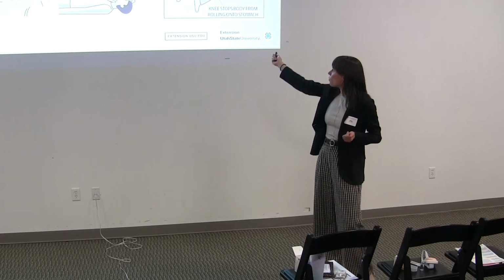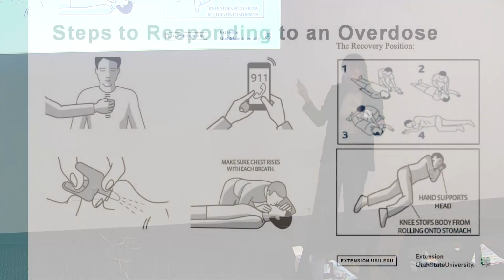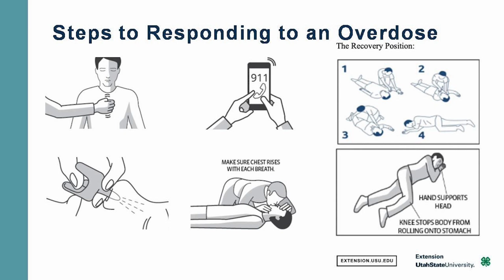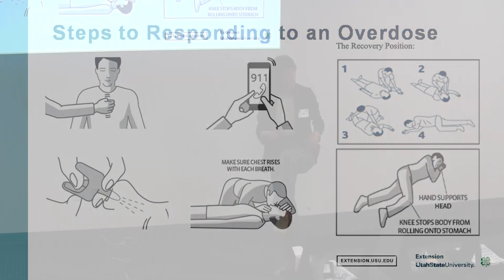And so this is the recovery position. If you do have to leave the person, it's best to put them in the recovery position, and you'll see this image here. You put them on their side, give a little bit of head support, and lift up that knee. Lifting that knee prevents them from rolling over.